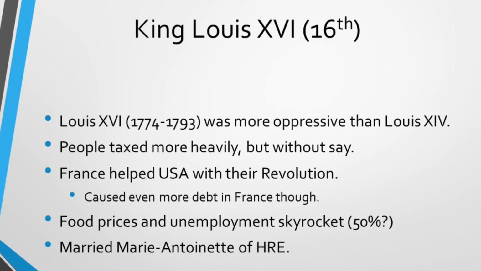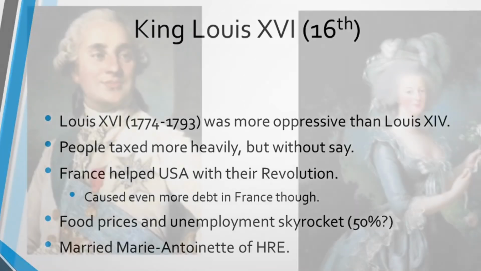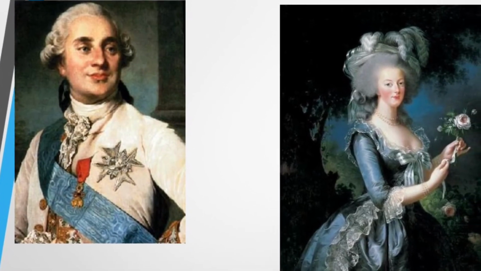One of the other things that Louis has working against him is he's going to marry Marie Antoinette of the Holy Roman Empire. So she's German. She is not French. She is going to take a lot of the scorn, a lot of the blame from the French people because of all these problems.